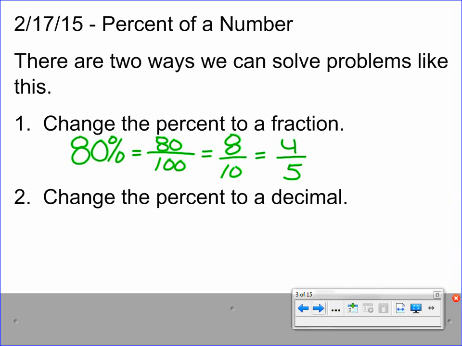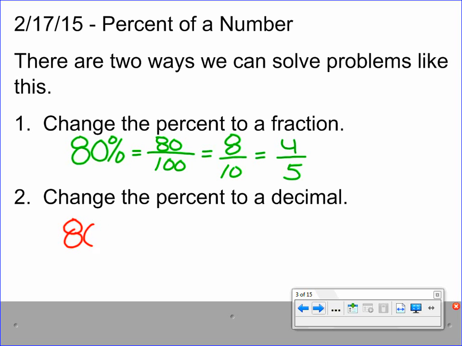The other way would be changing the percent to a decimal. Again, last week we looked at 80%, and we had this little trick or shortcut. Anytime we have a percentage, we just move the decimal 2 spots to the left. Then our new decimal would be 80/100ths or 0.8, or even .8. You didn't have to put that 0 if you didn't want to.